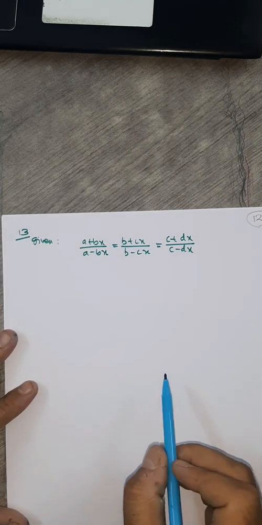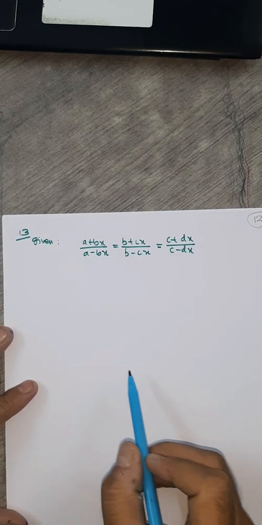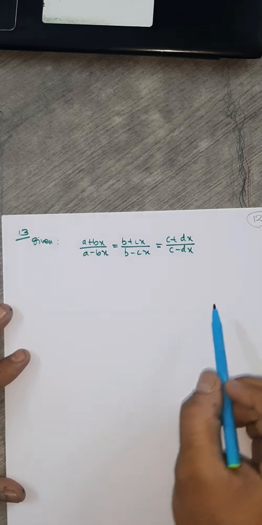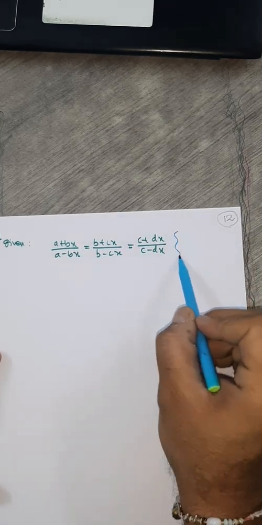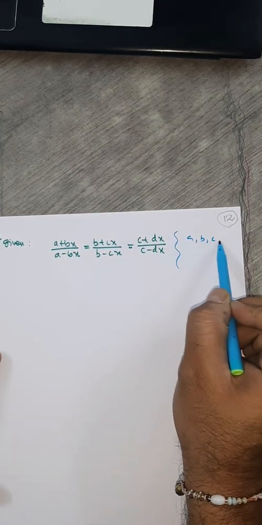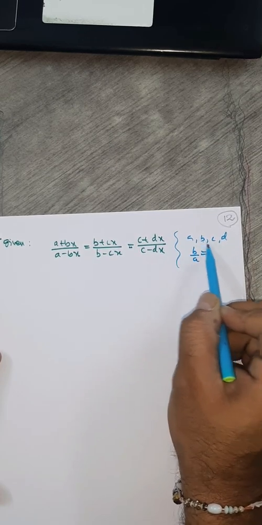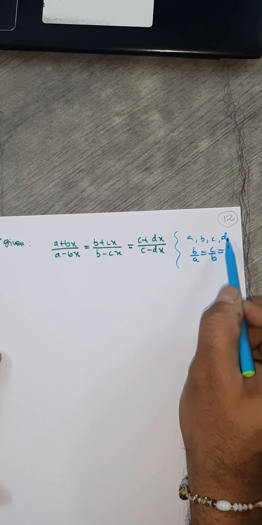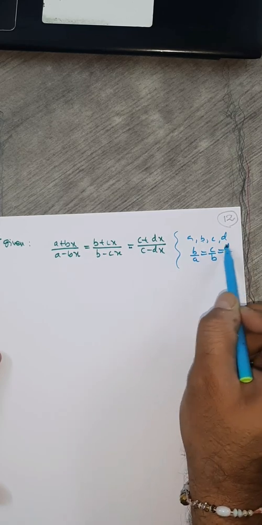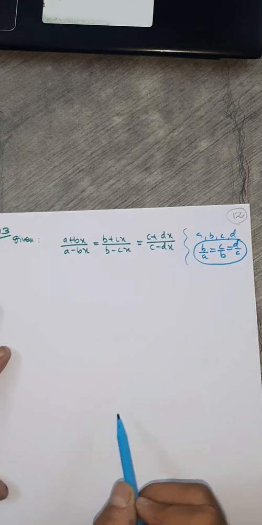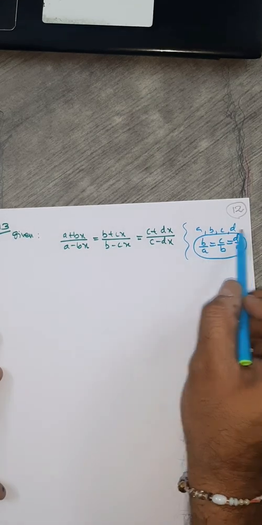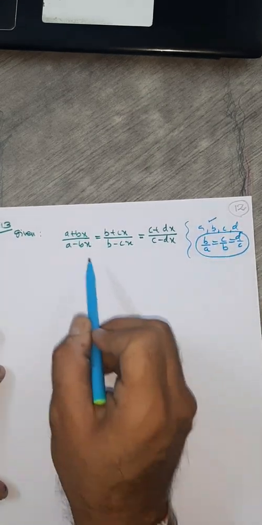In the 13th question, you are given that these three ratios are equal. You want to show that a, b, c, d are in geometric progression. So the ratio should be the same. Which ratio? a, b, c, d are in GP means b by a should be the same as c by b equals d by c. These three ratios should be the same. That's what you want to prove. That means a, b, c, d are in geometric progression.